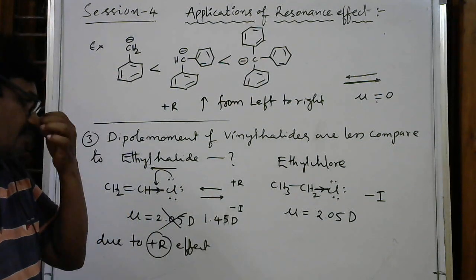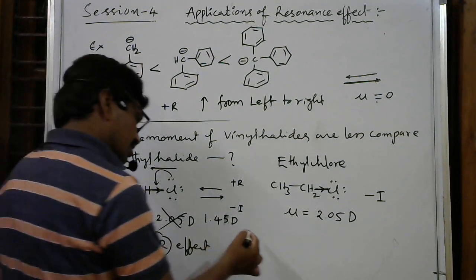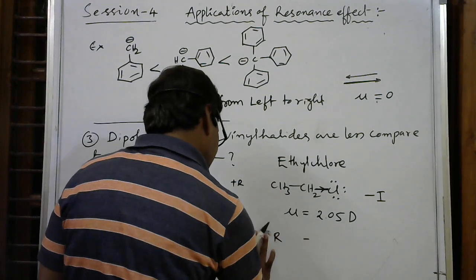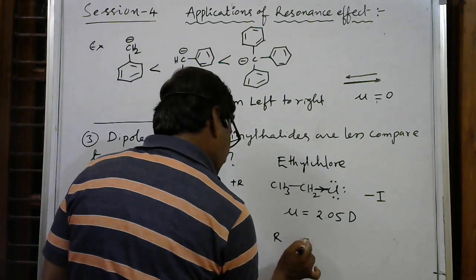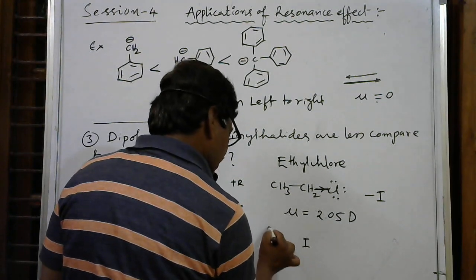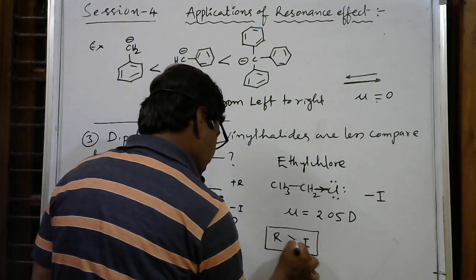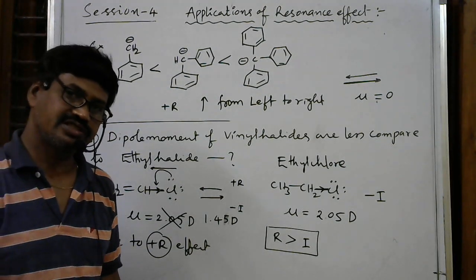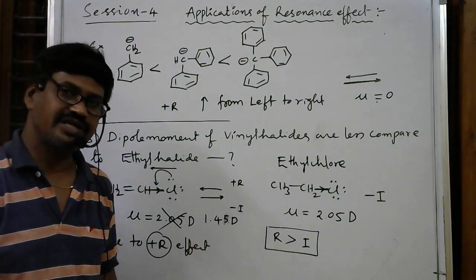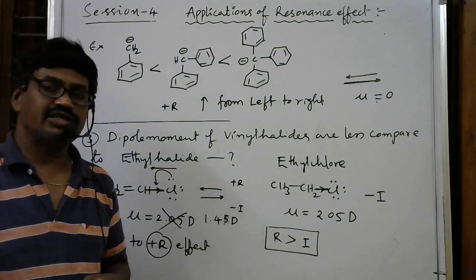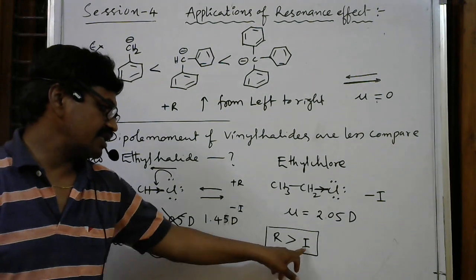Then, when plus R effect and I effect are both present, among these two, which will dominate? R effect only. Even though it is plus R or minus R, even though it is plus I or minus I, if we compare resonance effect with inductive effect, the resonance effect is dominant. It is more powerful than the inductive effect.